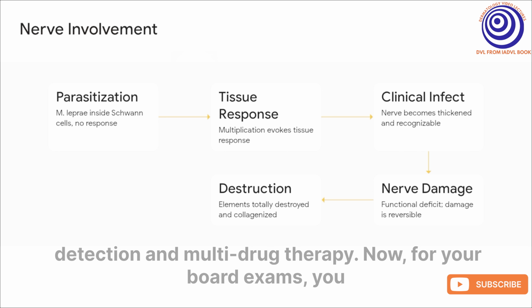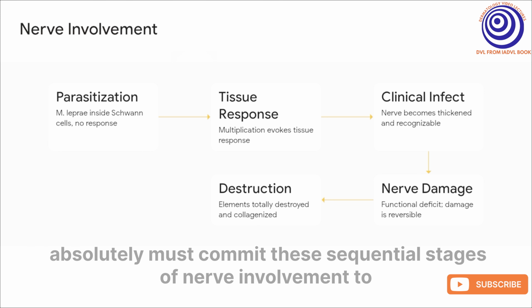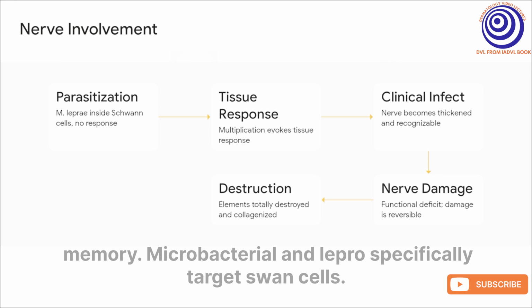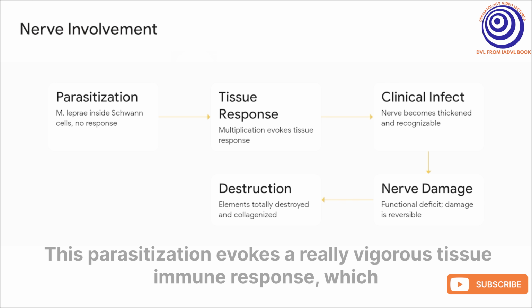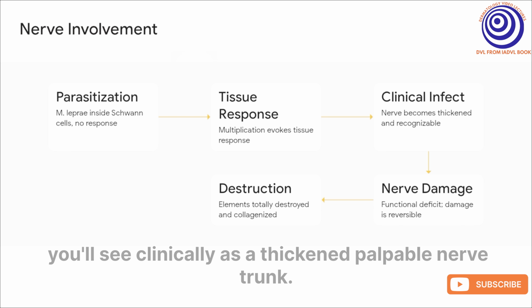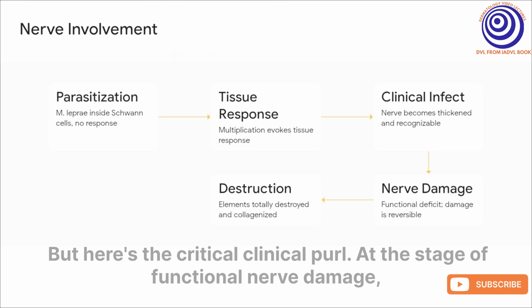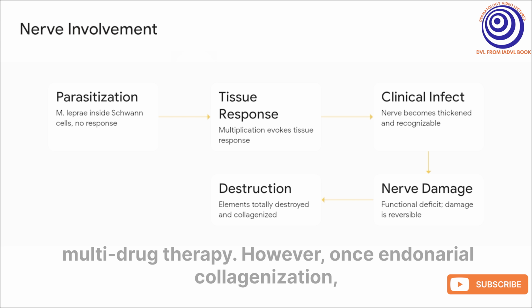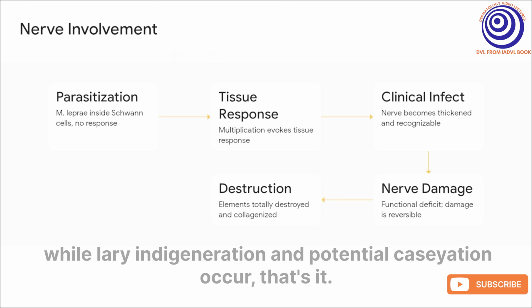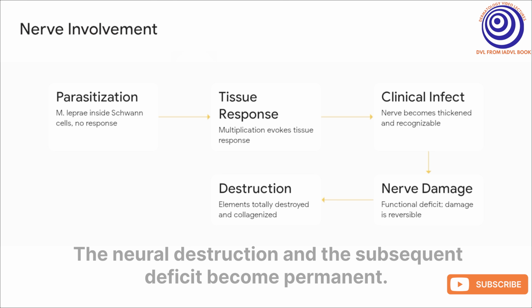Now, for your board exams, you absolutely must commit these sequential stages of nerve involvement to memory. Mycobacterium leprae specifically targets Schwann cells. How? By binding to laminin alpha-2 receptors on the basal lamina. This parasitization evokes a really vigorous tissue immune response, which you'll see clinically as a thickened, palpable nerve trunk. But here's the critical clinical pearl. At the stage of functional nerve damage, it is completely reversible if you jump in with prompt systemic steroids and multi-drug therapy. However, once endoneurial collagenization, Wallerian degeneration, and potential caseation occur, that's it. The neural destruction and the subsequent deficit become permanent.